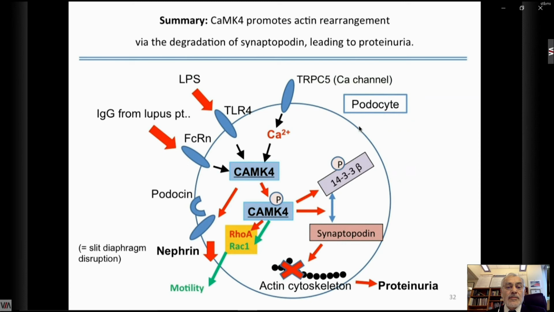We then conducted experiments, and I will go through them very briefly. I don't want to bore you with the biochemistry to understand what exactly is happening. We believe at this point IgG from lupus patients utilizes the FcRn receptor to enter the podocyte. That results in increased expression of CAMK4. Now, CAMK4 affects the function of a number of enzymes. One of them phosphorylates a scaffold protein, and by doing so, it releases synaptopodin, which is an important structural protein for keeping podocyte appearance normal. Simultaneously, it affects the ratio of these two molecules that control motility of podocytes.